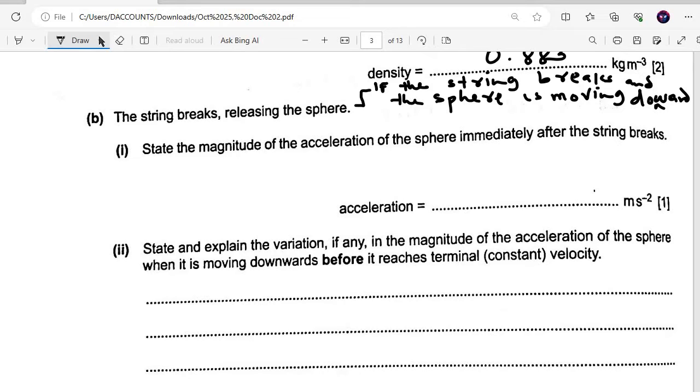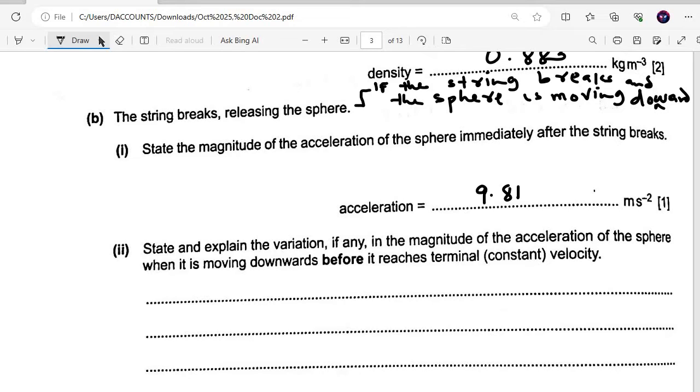So state the magnitude of the acceleration of the sphere immediately when the string breaks. The sphere is no longer attached to the string, so it's falling freely. So the acceleration at which the sphere is falling is gravity, 9.81 meter per second squared, because it's falling freely once it's detached from the string.